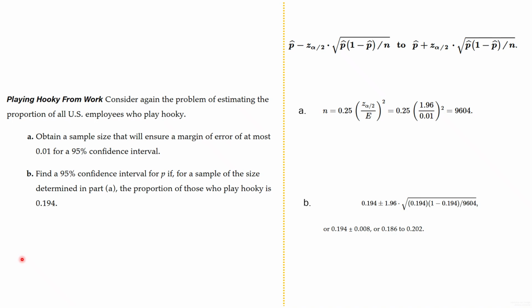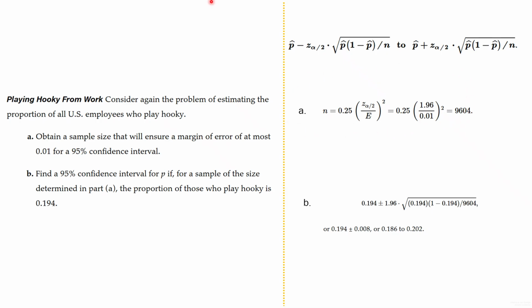Okay, and so let's just do a quick example here. We're going to look at A and B. Consider again the problem of estimating the proportion of U.S. employees who play hooky. Obtain a sample size that will ensure a margin of error of at most 0.01. So right away you should stop. You are looking for an N, and you know E is going to be 0.01, and you have a 95% confidence interval. So you know you're looking for N, and that will lead you right to this formula here.